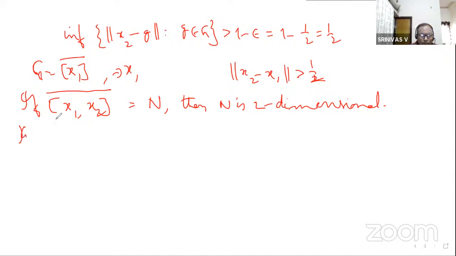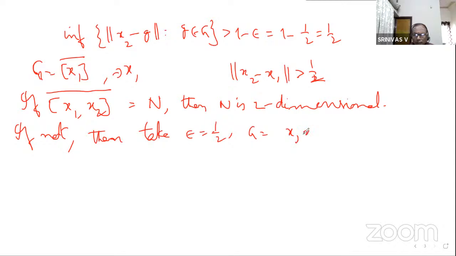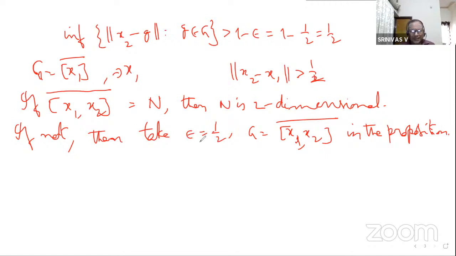If this is not equal to n, then take epsilon equal to half, and g equal to the span of x1, x2 closure in the above proposition. Now I want to take the same epsilon, but my g is varying. Previously, we took g to be the span of x1 closure. Now we take g to be the span of x1, x2 closure. x1, x2 is a basis.